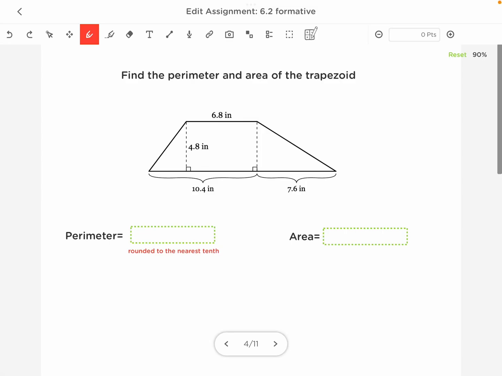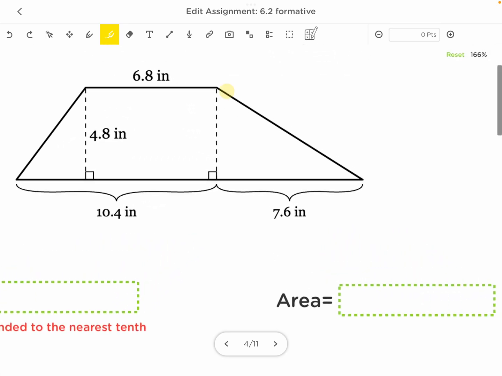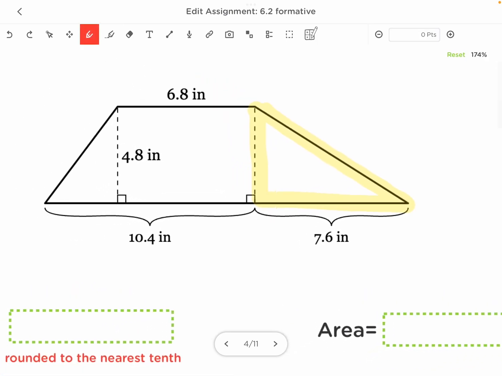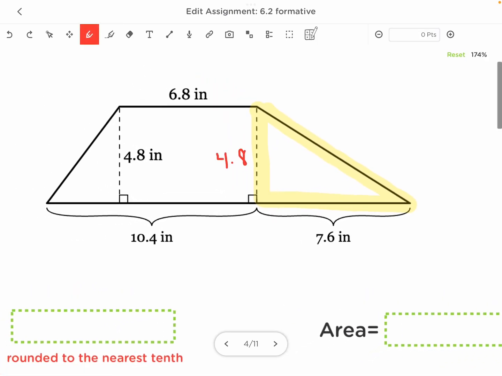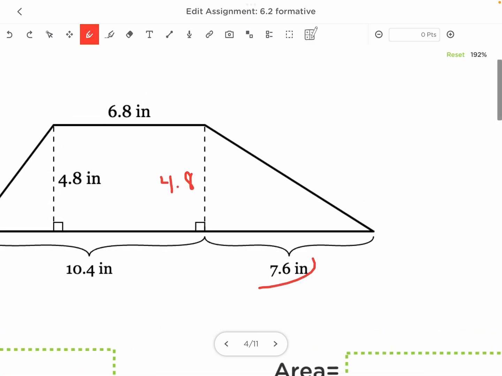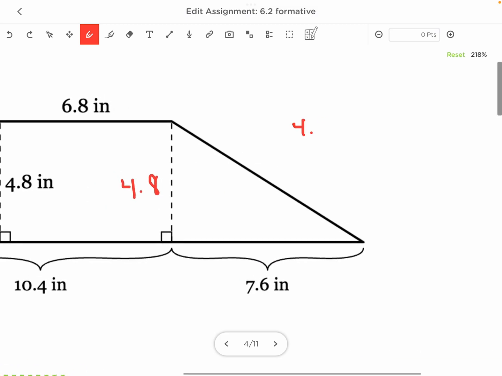For this trapezoid, we want to find the perimeter and the area. Well, the first thing we're going to do is try and find this hypotenuse, which is part of this right triangle here. Given that this is 4.8, we can use the Pythagorean theorem to find that side. So I'm going to do that squared plus that squared equals c squared to find that hypotenuse. So I'll do 4.8 squared plus 7.6 squared equals c squared.